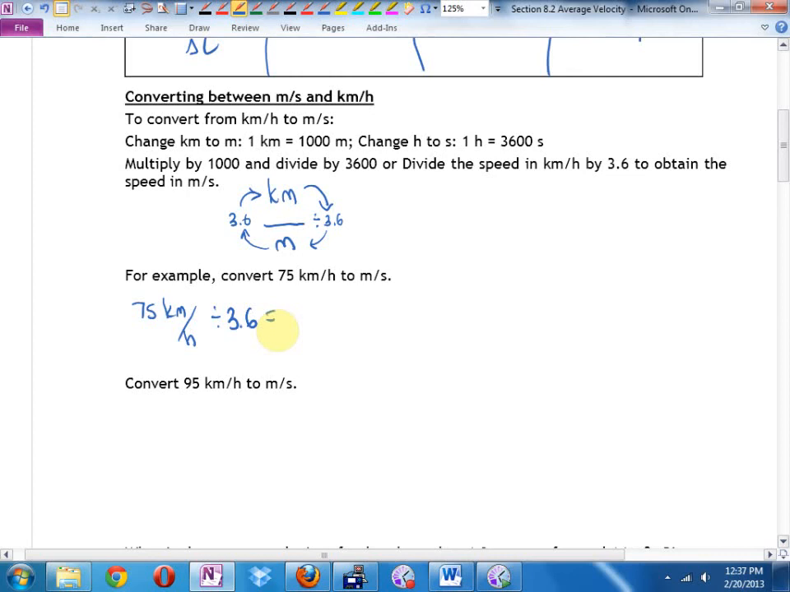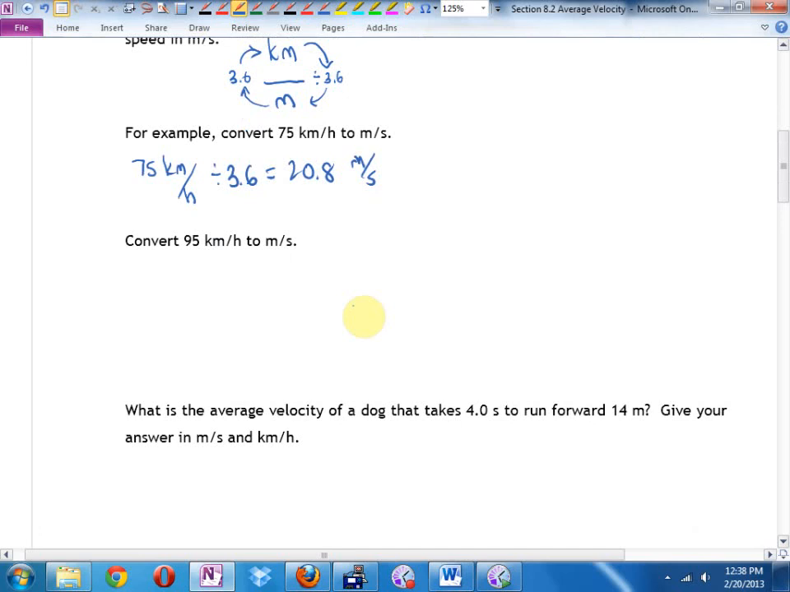What's the answer? I gave you calculators. 20.83. 20.833333. How about 20.8 meters per second? Close enough. 20.83, .03 of a meter, that's like centimeters. I don't think we're that accurate when we drive. 95 kilometers per hour, how many meters per second? How about 26.4 meters per second?